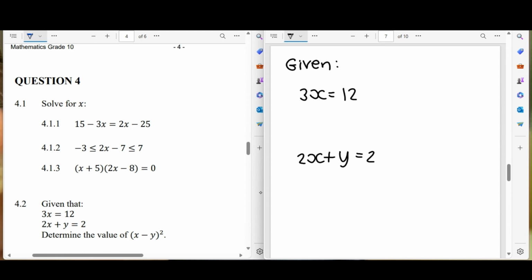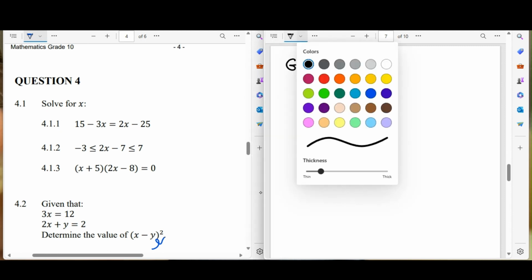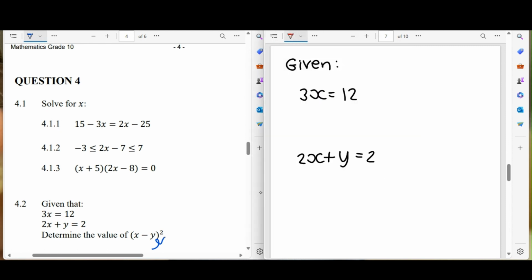So before we jump into working out this value, let's figure out what is x and what is y. So x is the easiest one to solve. If we look at this equation here, we can just take that 3 across. So I was timesing by 3, now I'm going to divide it by 3. And what I'm going to find is I've got x is 12 divided by 3. So x is 4.